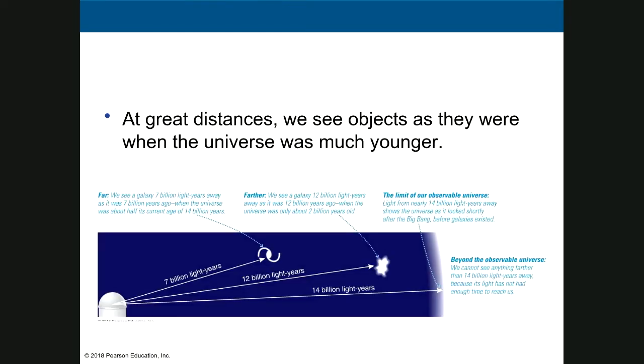Now, again, I want you to notice that when we look at distances, we're using these look-back times. And you can tell because when we get to the beginning of the universe, it says we can't look beyond 14 billion light years, because the light has not had enough time to reach us within the age of the universe. But again, this is all in terms of look-back time. So we're going to want to be sure of the context we're looking at.